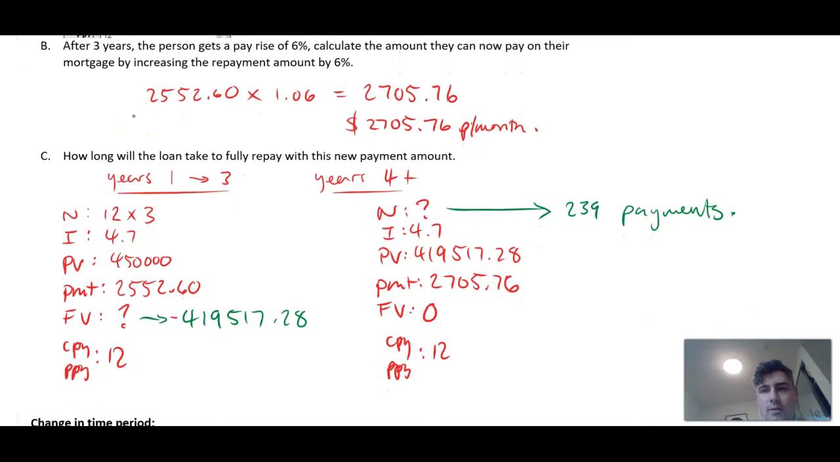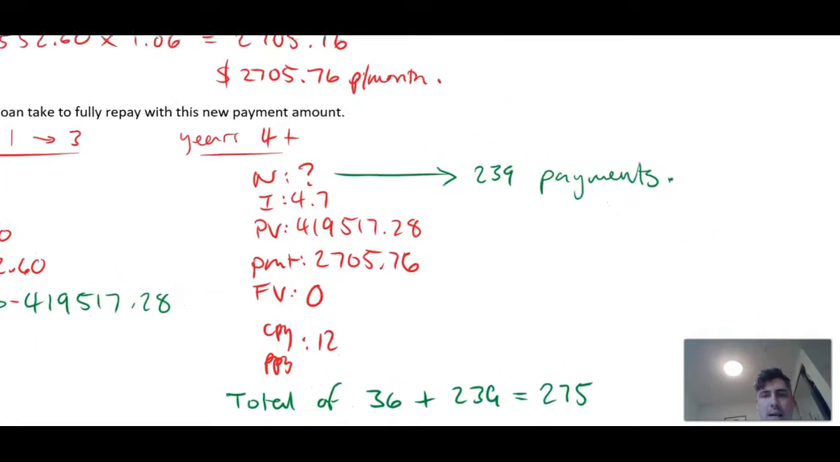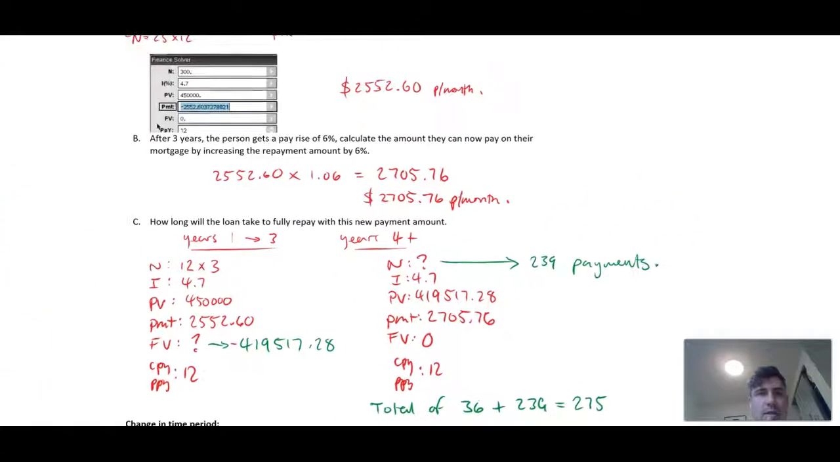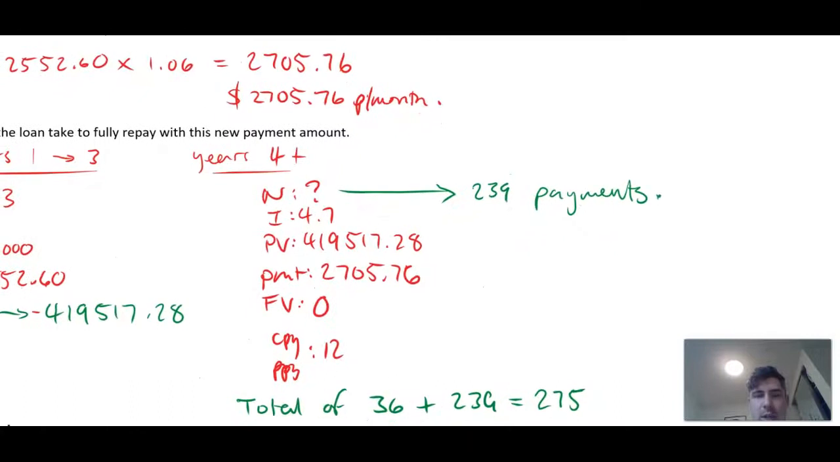So total of 36 plus 239 gives us 275. So it's a fair bit less than the original loan, which was going to be 300. So it's going to be 25 payments less. So you're actually saving just over 2 years of repayments by increasing by that amount.